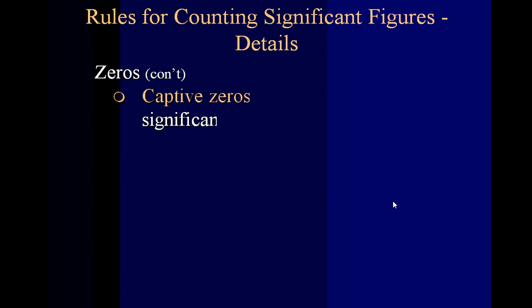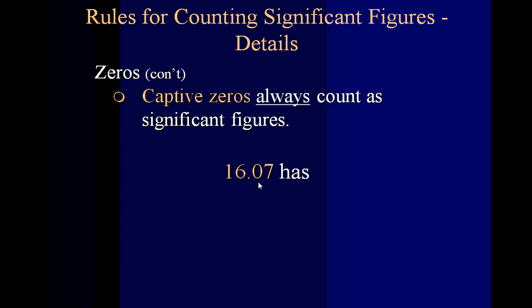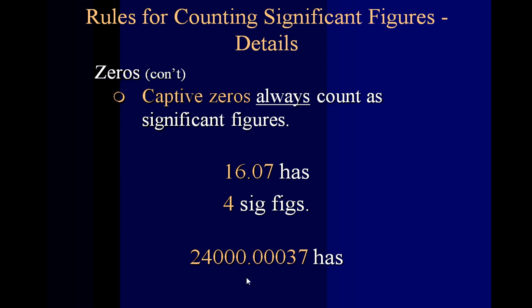All right. Captive zeros always count as significant figures. So whenever we have a value that has a captive zero, that zero is significant. So how many sig figs in this number? There should be 4. How many sig figs are in this one? Well, all of them. So what is that? 10? Yeah. So captive zeros are always significant.